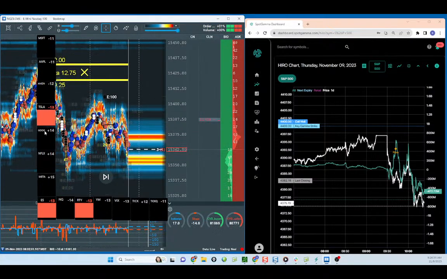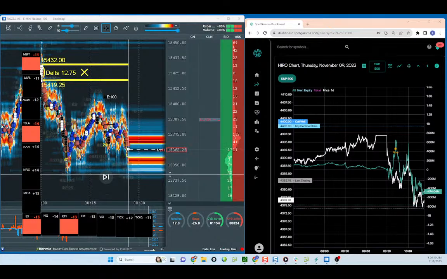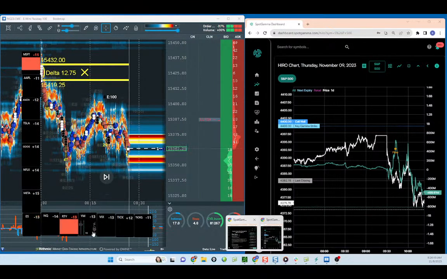All right, still short this puppy. So we're going to watch here. This is what I'm talking about. The 15,400 area, I'm sorry, 15,340 area is the bottom of that market profile composite. I'm going to use this tick strike. That's in that thing too.